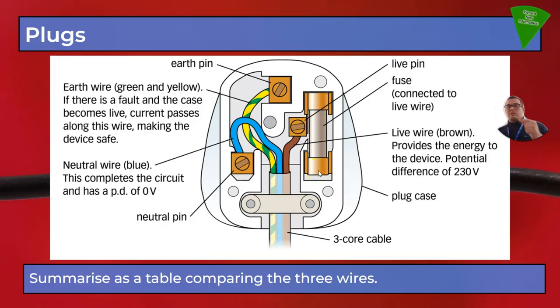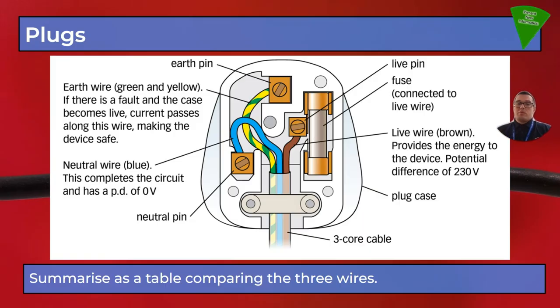The fuse has a very thin wire inside it, which if the current goes too high, current will increase temperature, that will obviously get hotter, and then the wire will melt in the fuse. That is what we would mean by a fuse has blown, and that will break the circuit and prevent the whole device overheating and potentially catching fire. So that's the job of a fuse.